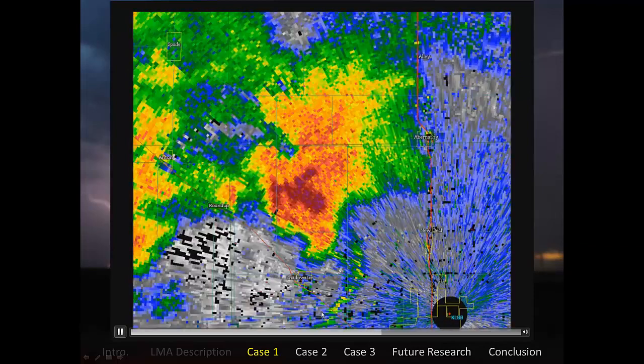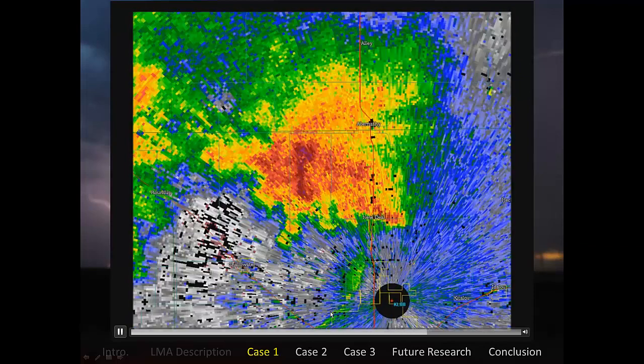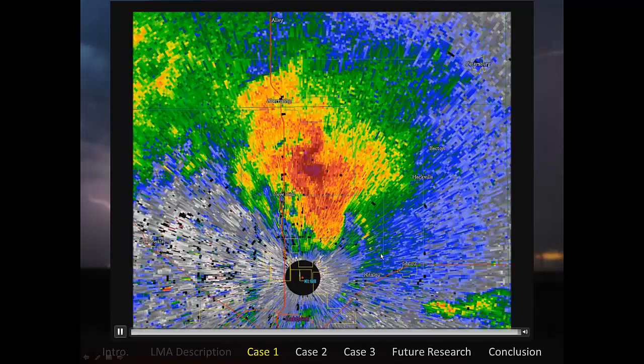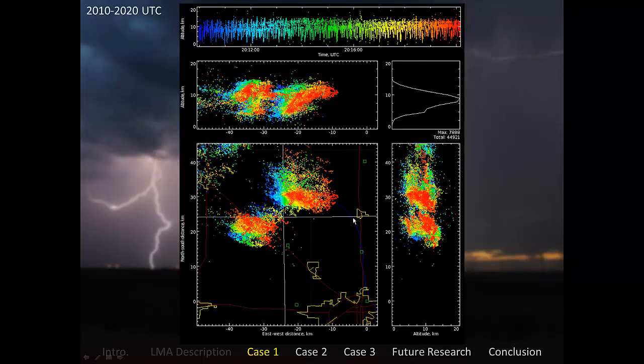Again, this supercell was anchored on an old outflow boundary from a previous storm, and then it cycles again, and then we see continued development again on the southeastern flank. So 2010 to 2020 UTC. This is what the LiveLMA data looks like when we're looking at the sources.